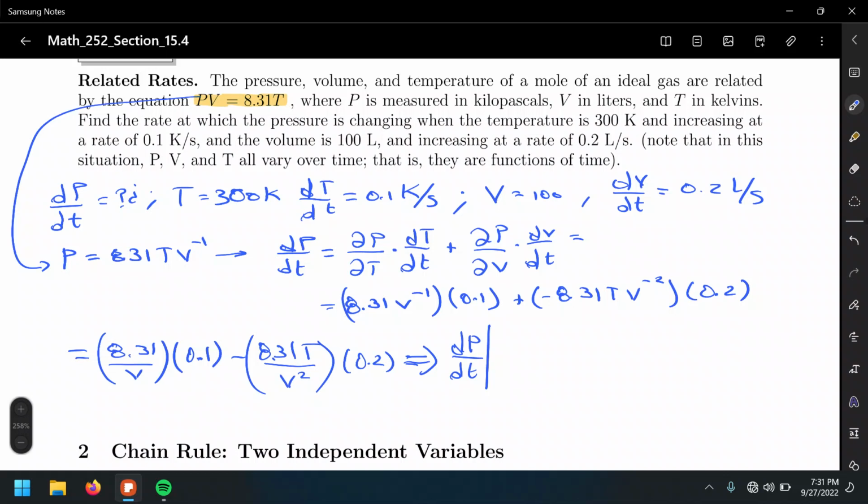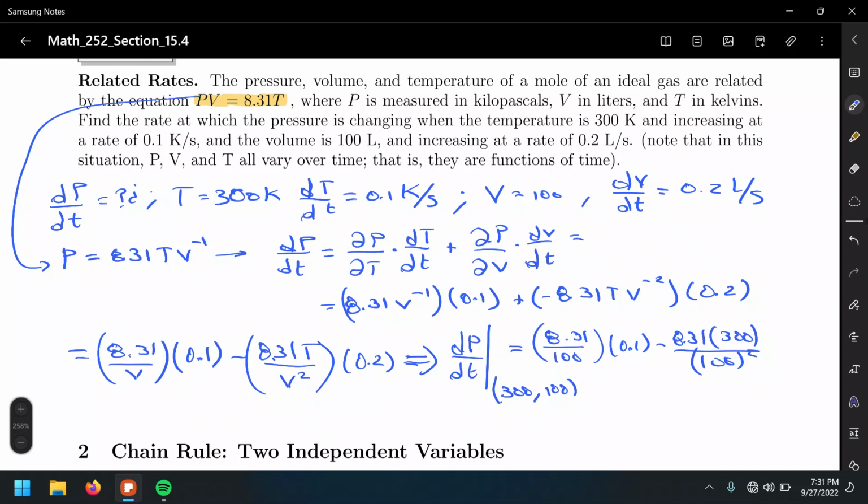where T, the temperature, is 300, and the volume is 100. So we're going to plug in 300 wherever we see the letter T, which is just going to be here, and 100 for letter V. So that's 8.31 over V, which is 100, times 0.1 minus 8.31 T, which is in this case 300, divided by 100 quantity squared.